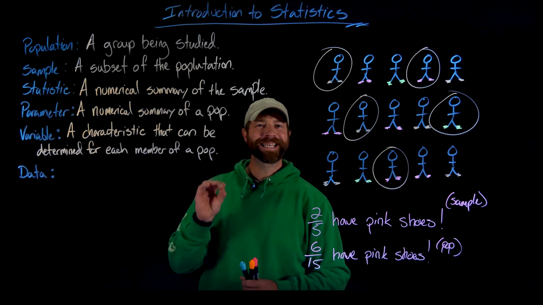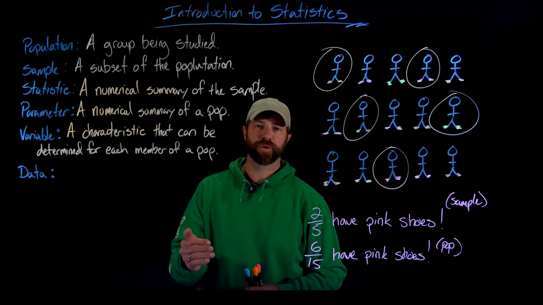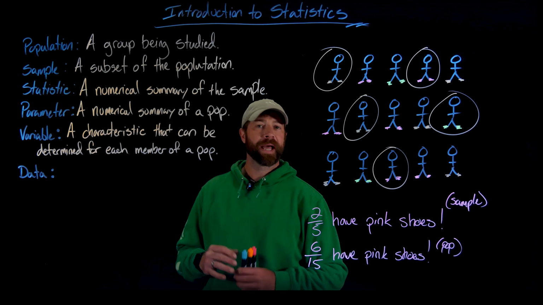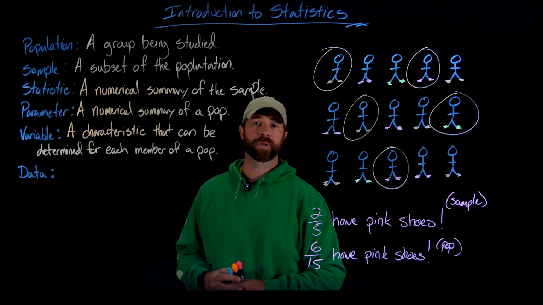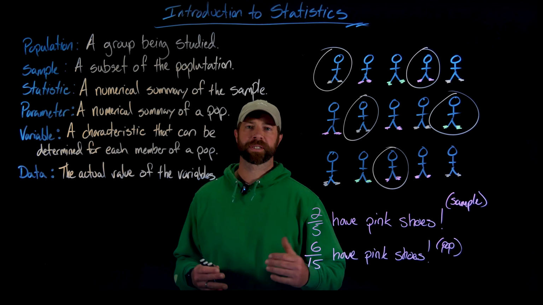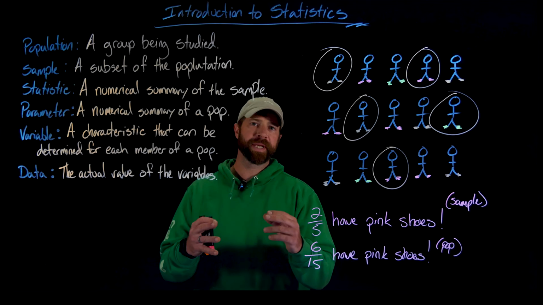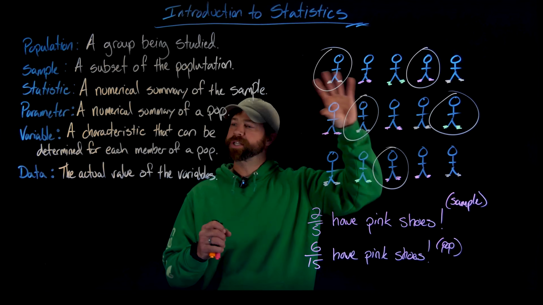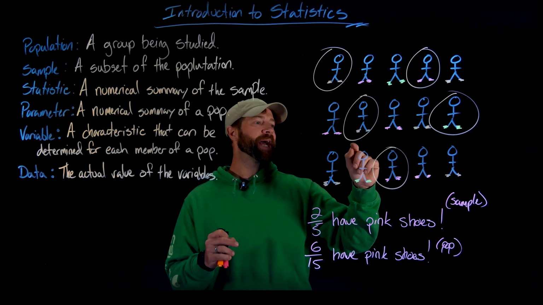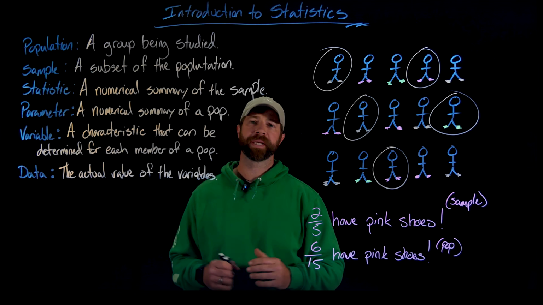And then finally, the data is the actual values of the variable. And these can be numbers or these can be words. So for instance, in this context, our variable was the number of individuals wearing pink shoes. In this case, for our sample, the data we collected is we had 2 individuals wearing pink shoes.